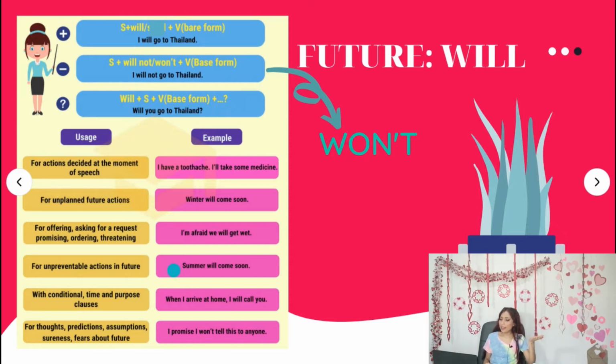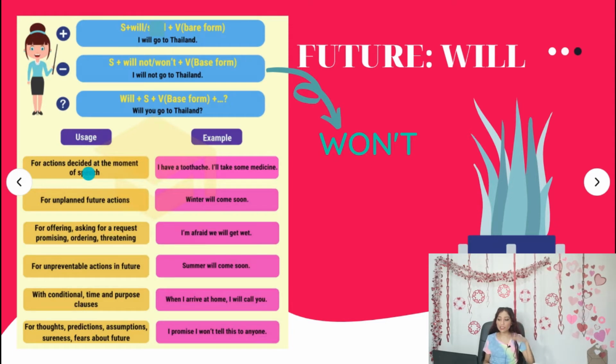Will you go to Thailand? Okay, you can follow the structure from the affirmative sentence. You just need to switch the places between the subject and will. For example, will you go to Thailand? I will go to Thailand, okay? Copy this in your notebook.